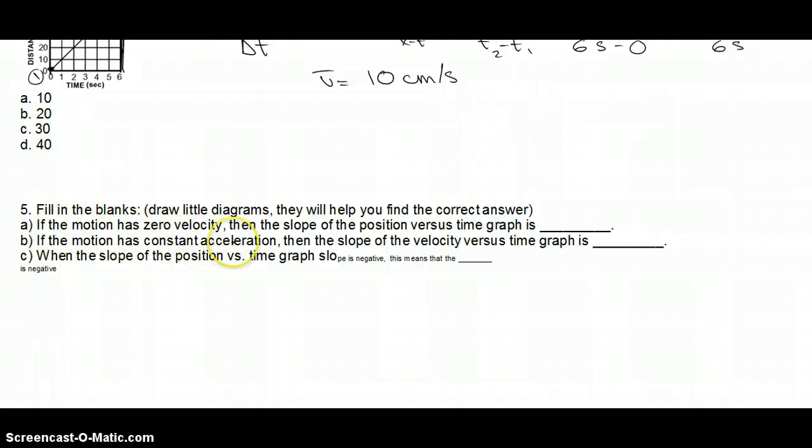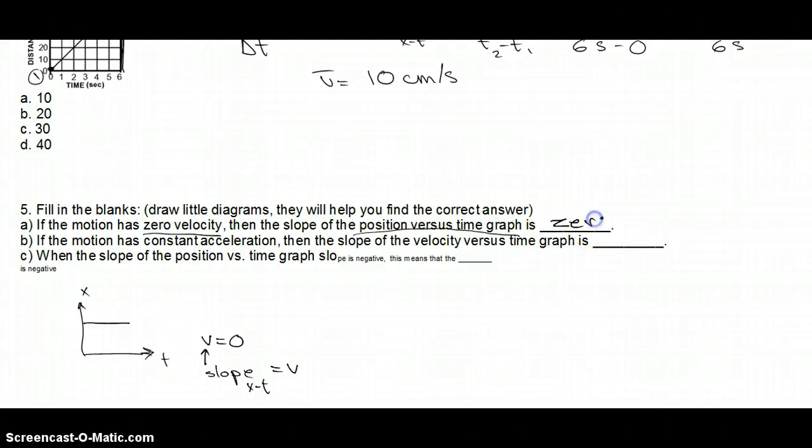If the motion has 0 velocity, then the slope of the position versus time graph. I will draw a little position versus time graph for myself. They say the motion has 0 velocity. Velocity equals 0. Can the velocity represent anything on the position versus time graph? Yes. The slope of the position versus time graph actually is the velocity. So if velocity is 0, then the slope is 0. And I will fill that in.